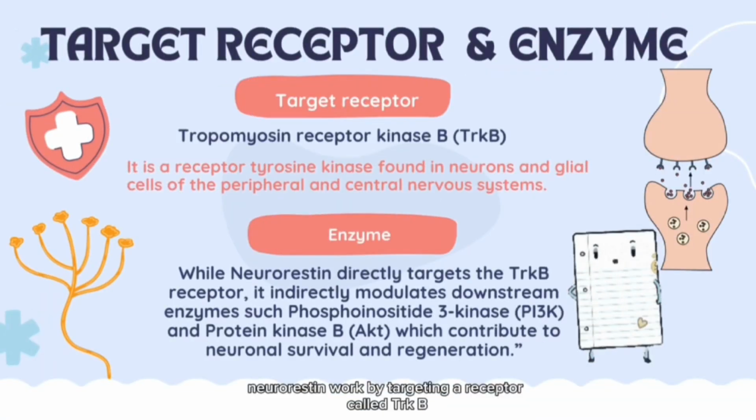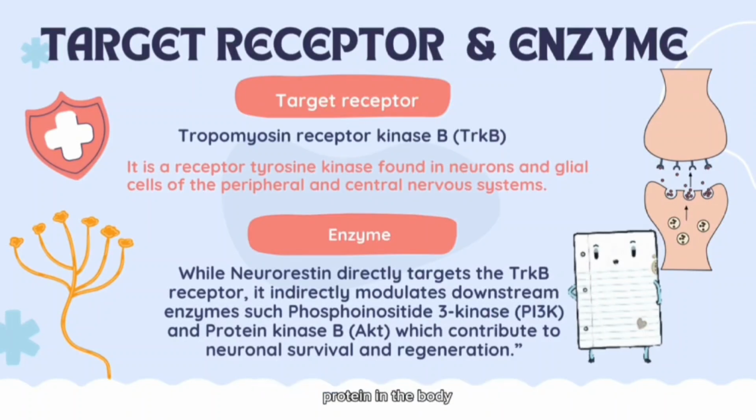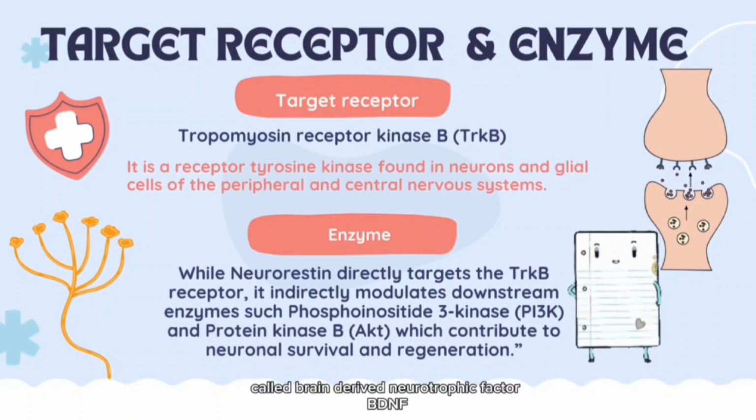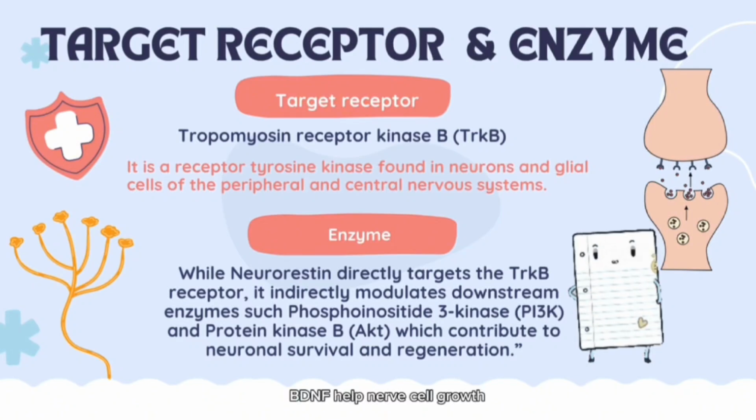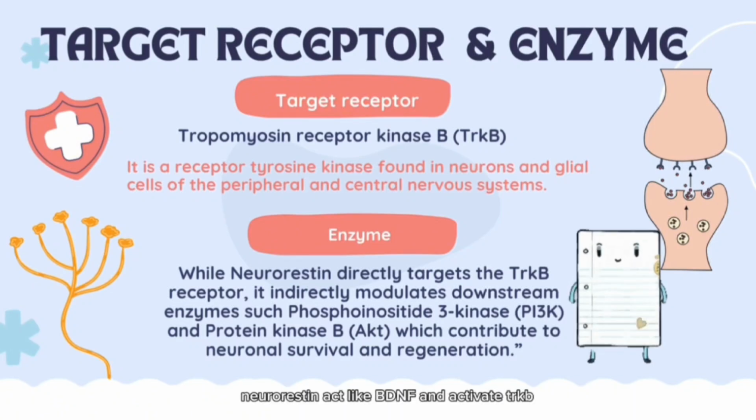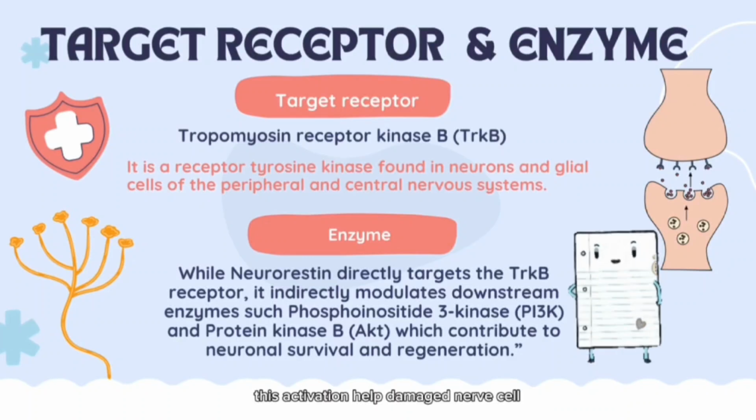Our drug Neurorestin works by targeting a receptor called tropomyosin receptor kinase B, TRKB. This receptor is normally activated by a natural protein in the body called brain-derived neurotrophic factor, BDNF. BDNF helps nerve cells grow, survive and repair by themselves. Neurorestin acts like BDNF and activates TRKB. This activation helps damaged nerve cells grow back and work properly.